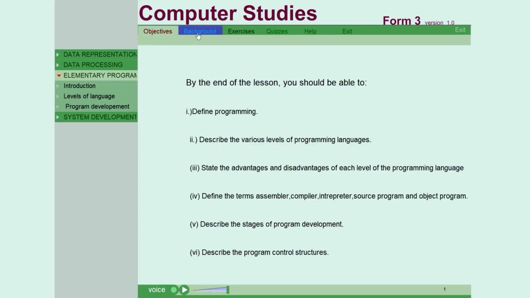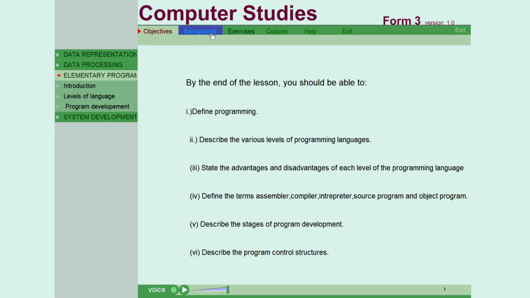Define programming. Describe the various levels of programming languages. State the advantages and disadvantages of each level of the programming language. Define the terms assembler, compiler, interpreter, source program, and object program.